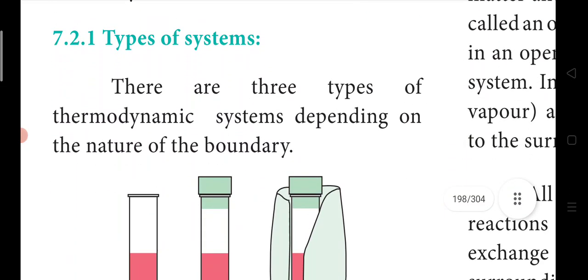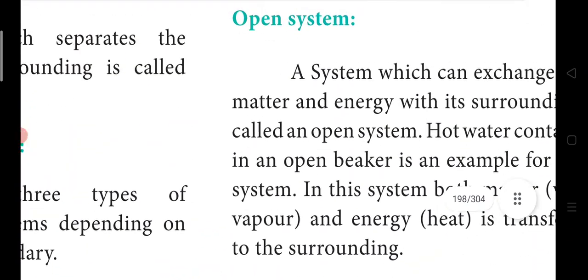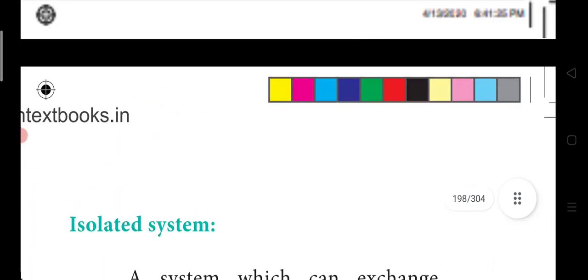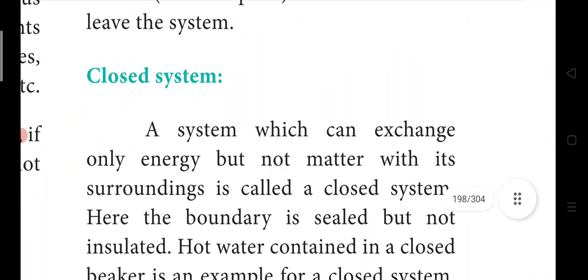And types of system: we have closed system, open system and isolated system. First is the isolated system. It is completely covered. It is like a thermos flask, which means no heat energy transfer will be there. So if we put hot water in a flask, the heat energy will remain inside, which is isolated. It stands alone. It cannot exchange heat energy with the surroundings. So that will be the isolated system.